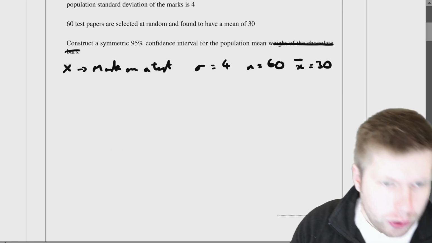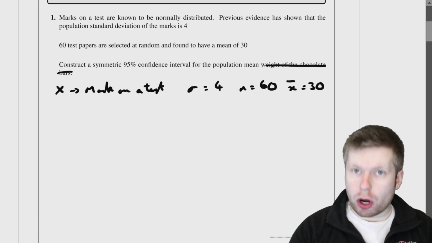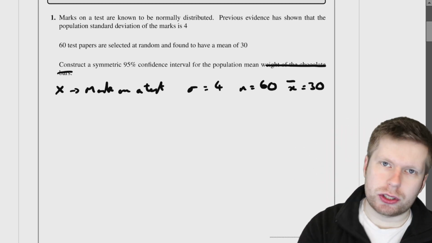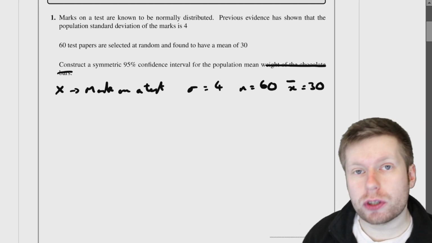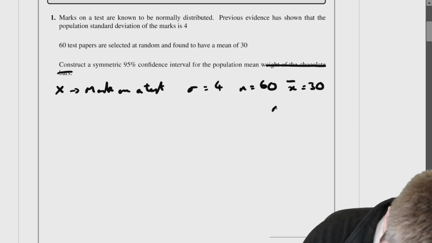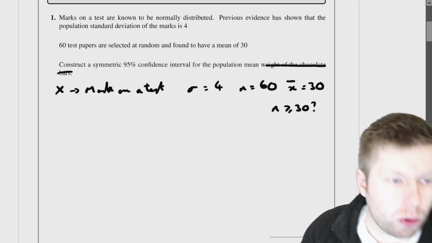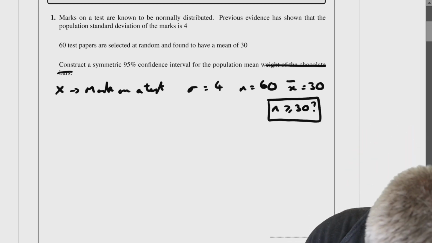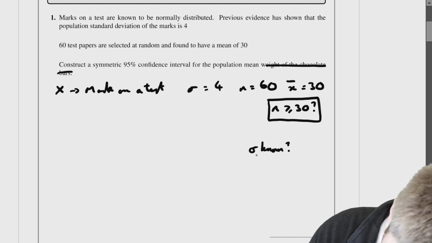Okay, cool. So first things first, I need to figure out what type of distribution I should sample from. Should it be a t distribution or should it be a z distribution? Because those are the only two distributions we use in this course. So remember, I asked myself 2 questions. Number 1, have I got a sample size greater than or equal to 30? That's the first question I ask. The second question I ask myself is, do I know the population standard deviation?